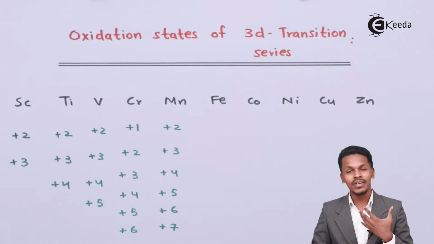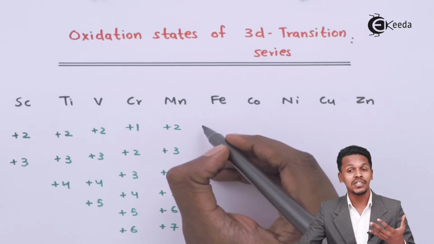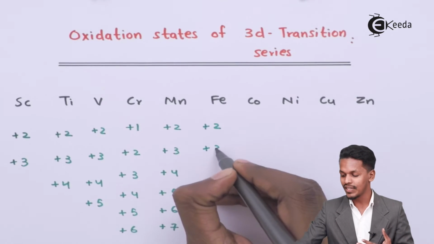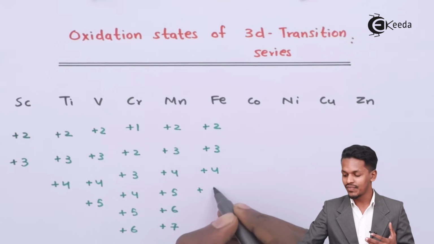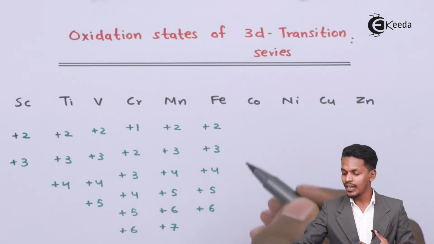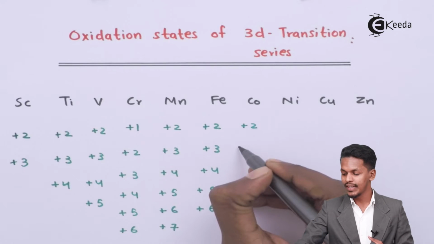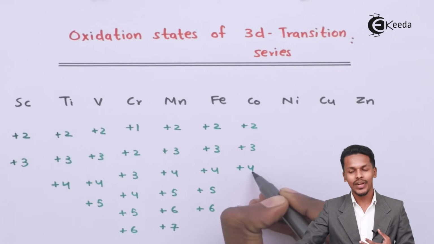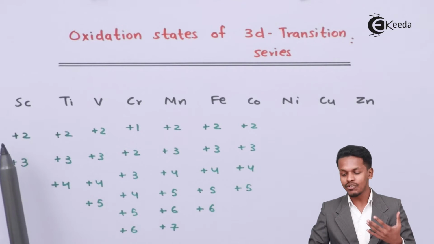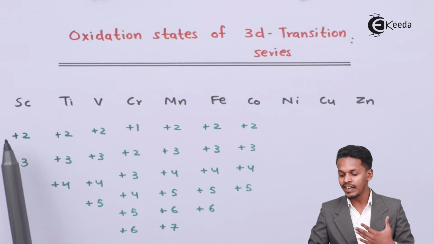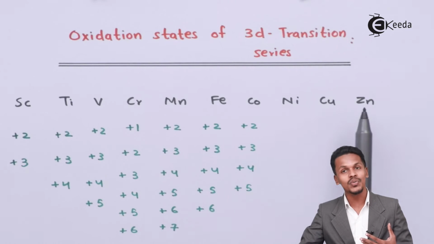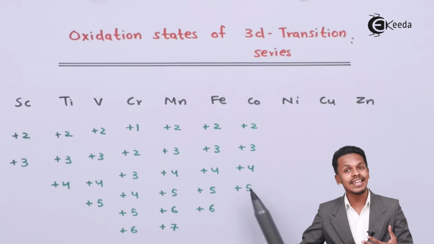And if we talk about iron, the common oxidation states would be +2, +3, +4, +5 and +6. Talking about the next one, cobalt, it would be +2, +3, +4 and +5. If you observe, you will see that the variable oxidation state increases from scandium to manganese, but it decreases from manganese to zinc, and this is in decreasing order.